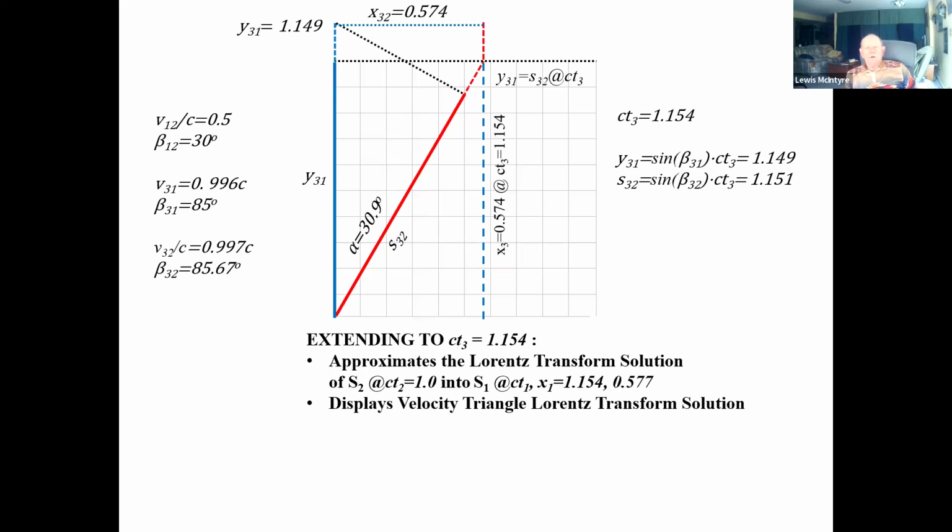Thus, we have performed the Lorentz transform of 0 to 1 to 1.149, 0.574, approximately the correct answer, all based on the xy plane of S3. We have captured and observed not only the velocity triangle, but also the methodology that I have developed for solving it.